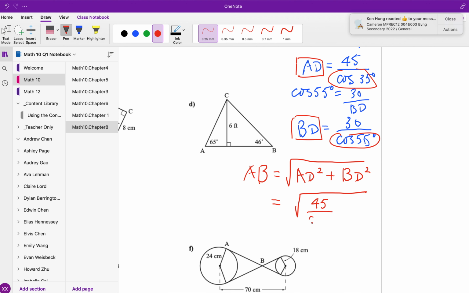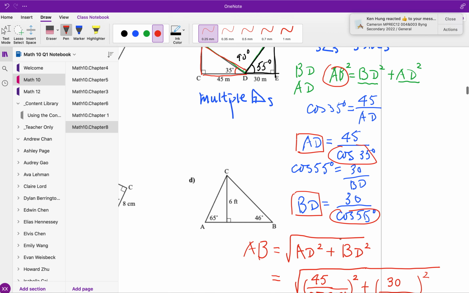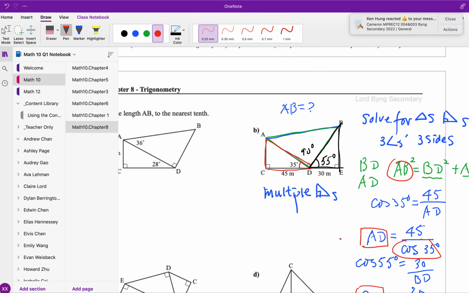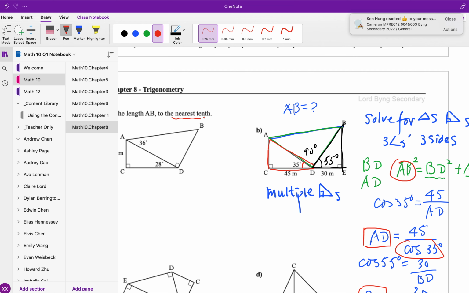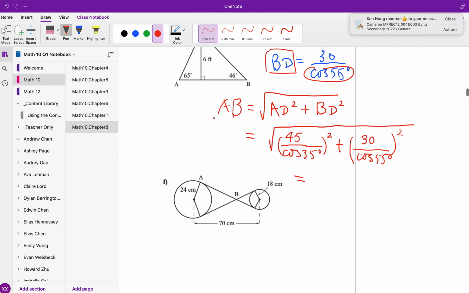45 over cosine 35 degrees, this is squared, and then plus another same thing. This time it is 30 over cosine 55 degrees, and then this whole thing squared. Now add them and take the square root. Then you will have a decimal, and in the very end, as it says, to the nearest tenth, you're going to round it to the nearest tenth.